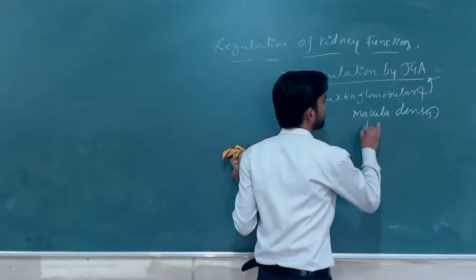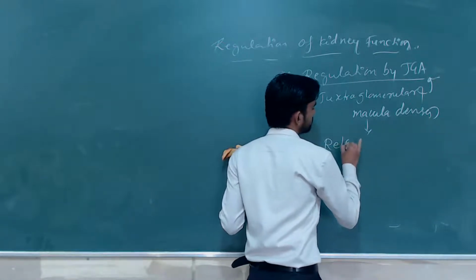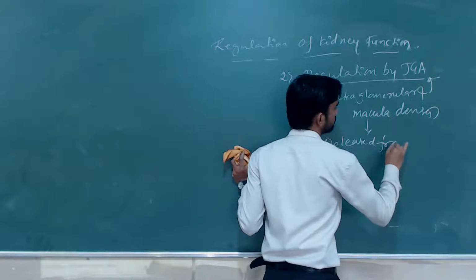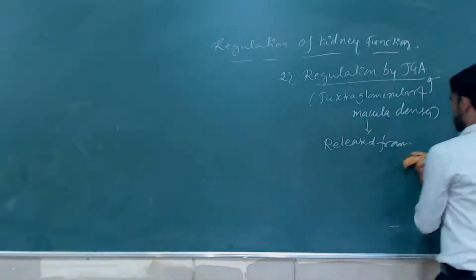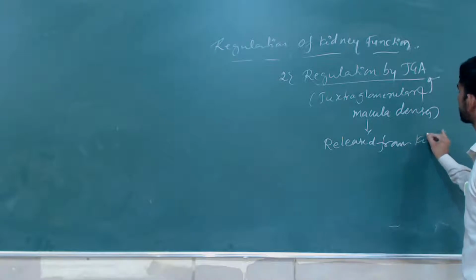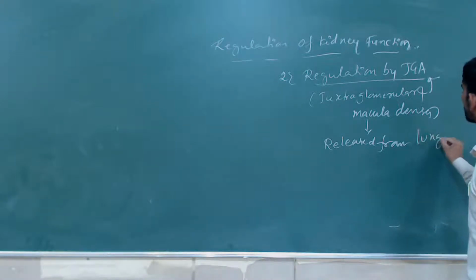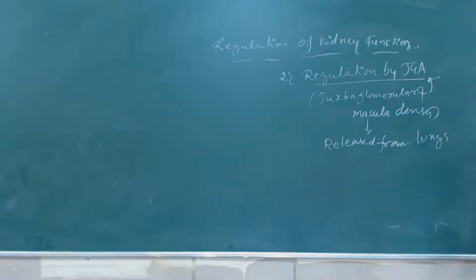This JG apparatus especially releases an enzyme, renin. So don't get confused. That rennin is different. That one is spelled RENNIN, but this is RENIN. This is a proteolytic enzyme, a protein breakdown enzyme.